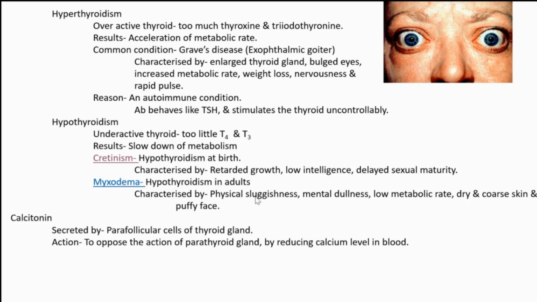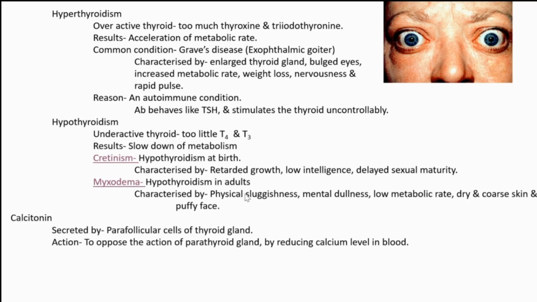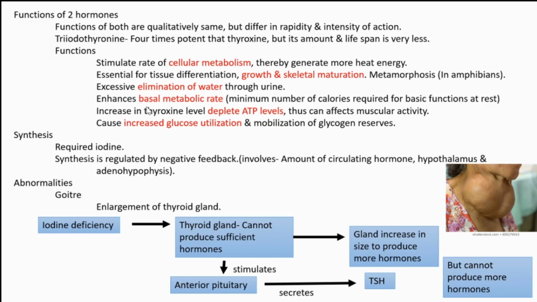Then myxedema, it happens in adults having hypothyroidism. These are all the features of myxedemic persons. They are adults, characterized by physical sluggishness, mental dullness, low metabolic rate, dry coarse skin, and a very puffy face. These are the symptoms. So connected with thyroid hormones, we have learned three diseases.